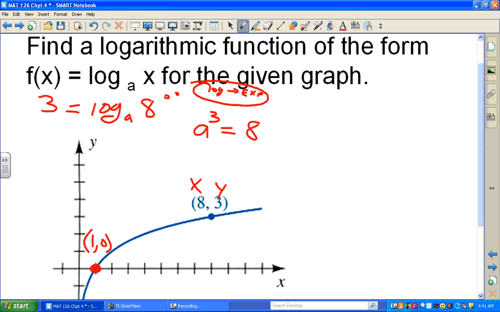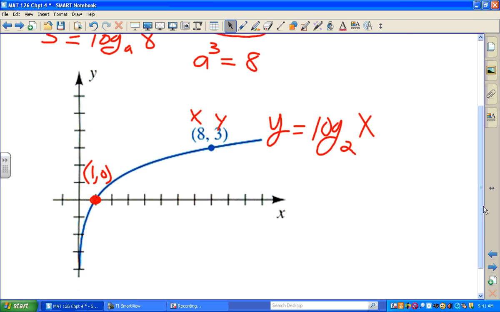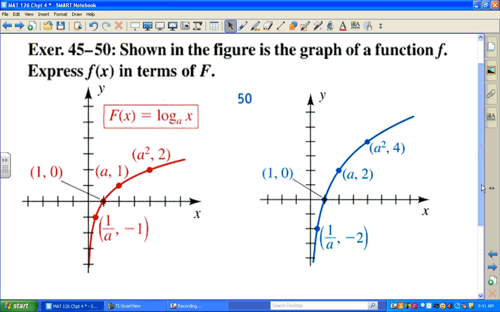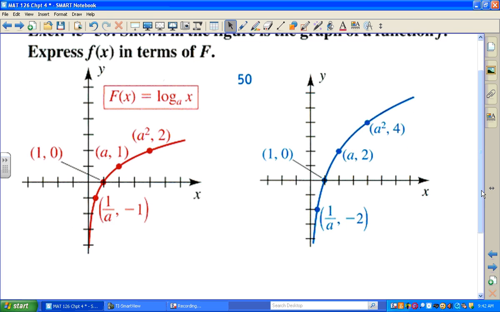Very good. So this graph has the equation y equals log base 2 of x. Does it work if you put in 1 for x and get out 0? Sure, it works. Fantastic. A can never equal 1. So we're in good shape. Oh, look at this.